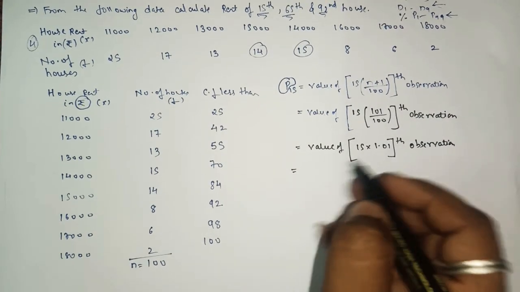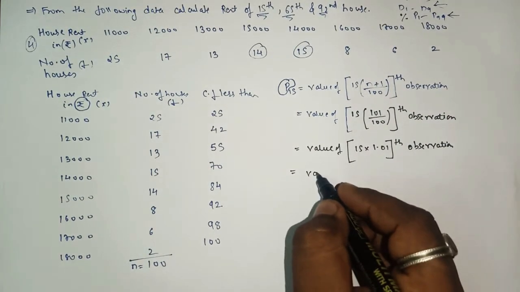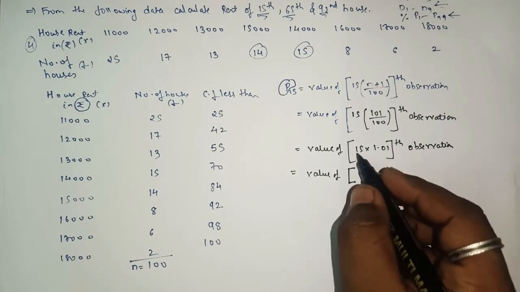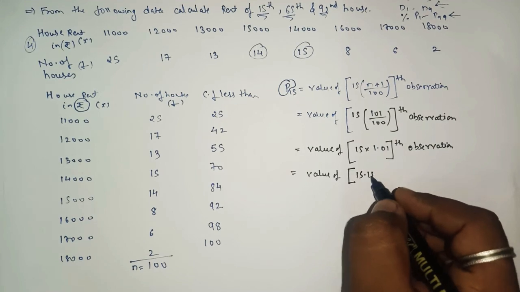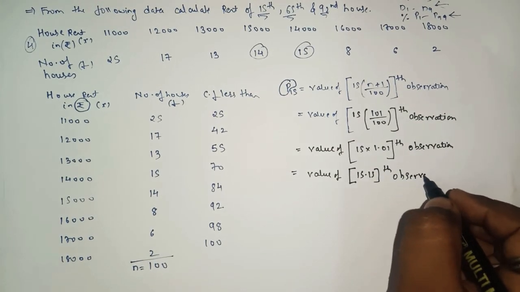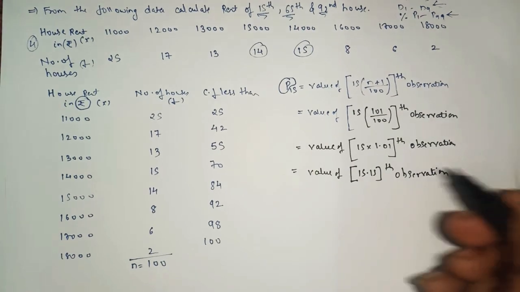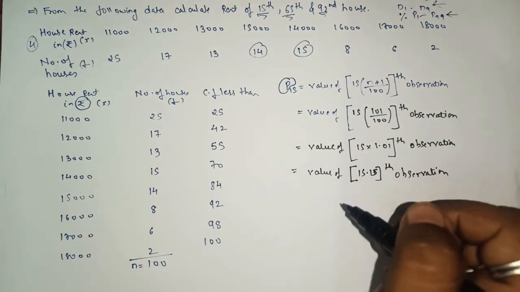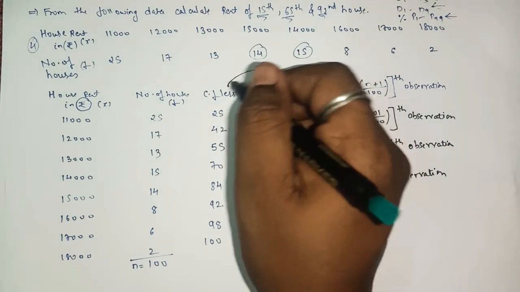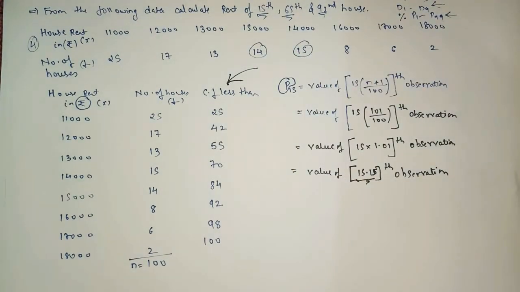So simply multiply this 15 and 1.01. So what will you get? 15 ones are 15, so 15.15 you will get. Yes or no? After this, I hope you all know exactly what we have to do. Just take this number and check in the cumulative frequency where it lies.